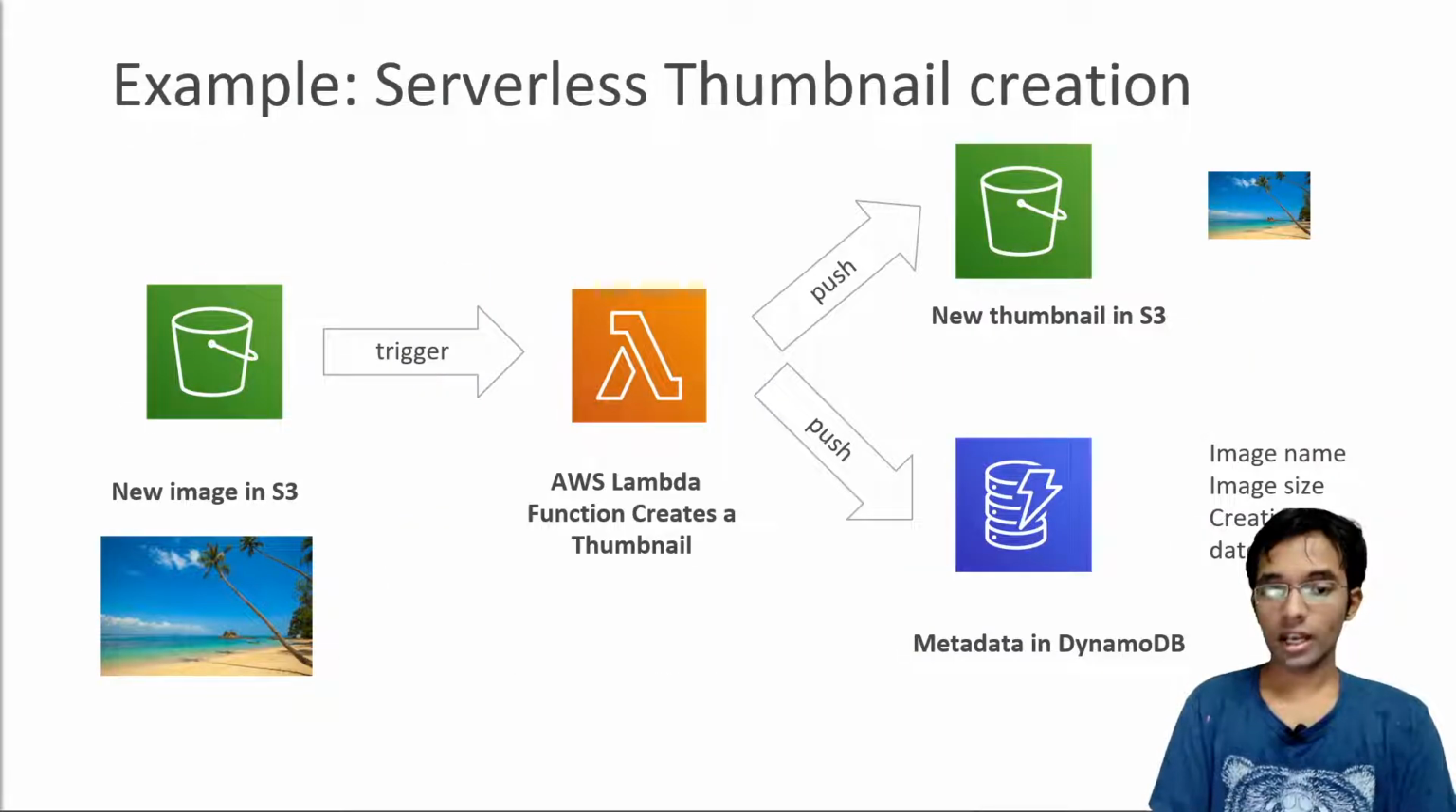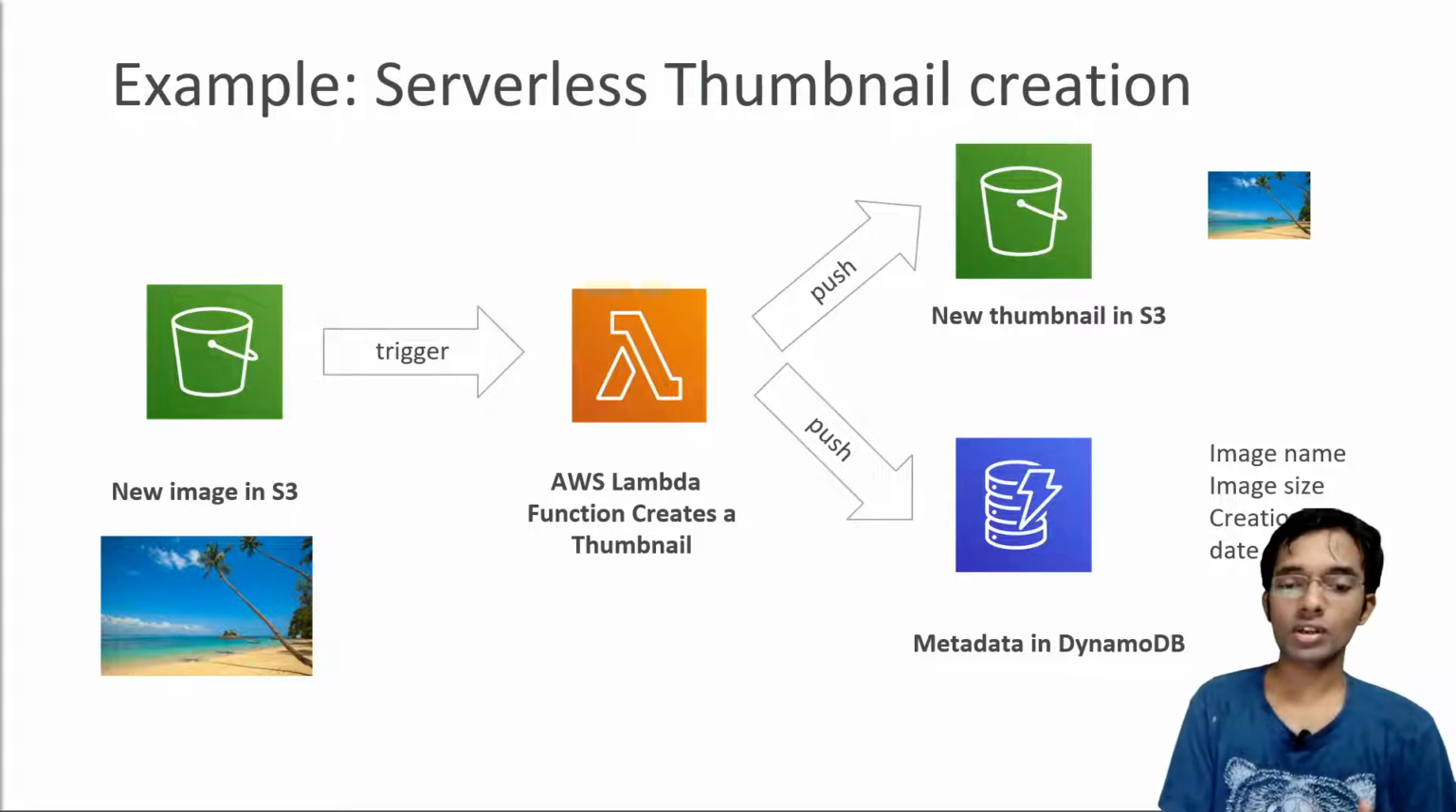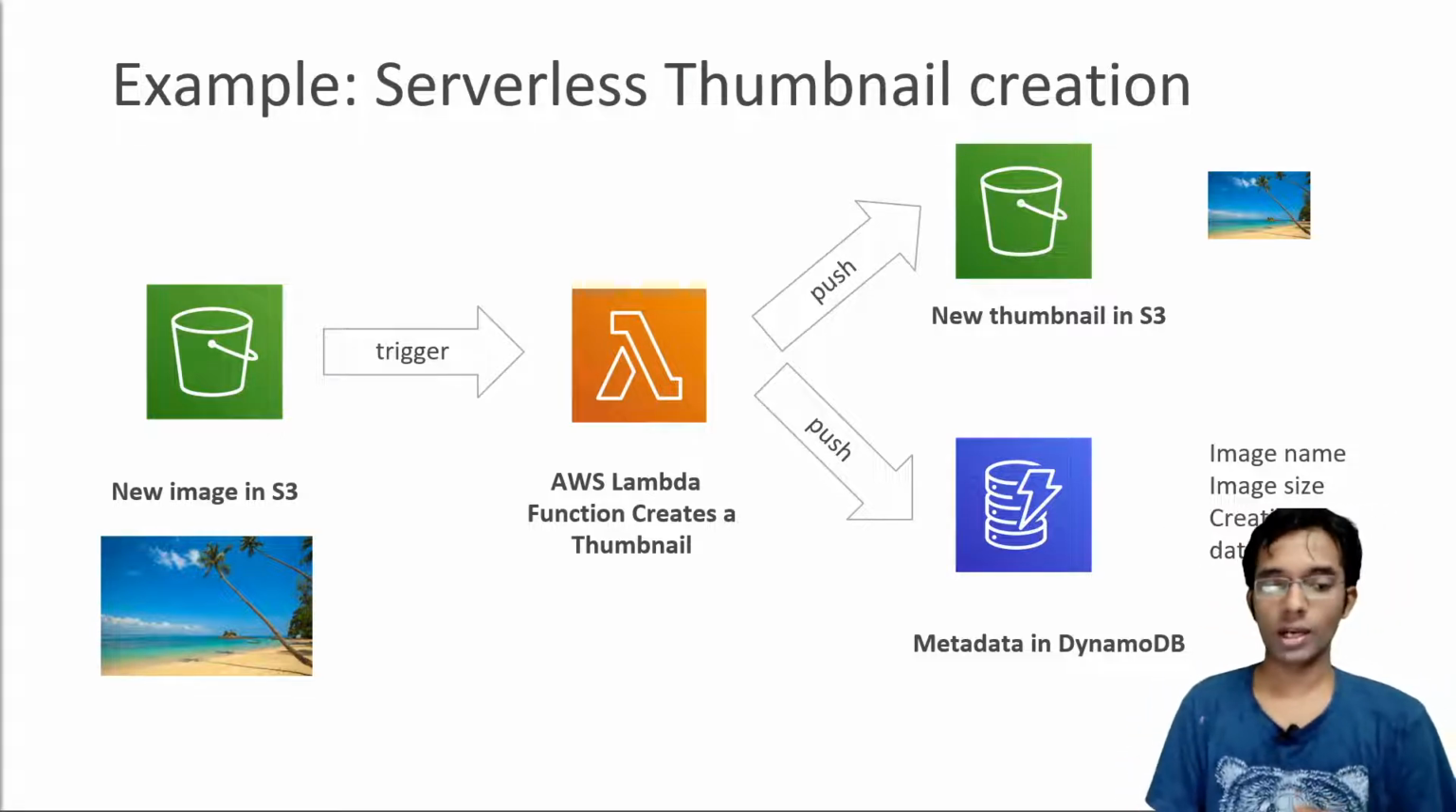And let's get through an example: serverless thumbnail creation. Here, we have a new image inserted into S3, and S3 will trigger a Lambda function. That Lambda function will create a thumbnail of that image, maybe push it into another S3 bucket, and also push some metadata into DynamoDB, such as the image name, image size, creation date, image path, etc. So this was an example of serverless thumbnail creation with AWS Lambda through a trigger from S3.